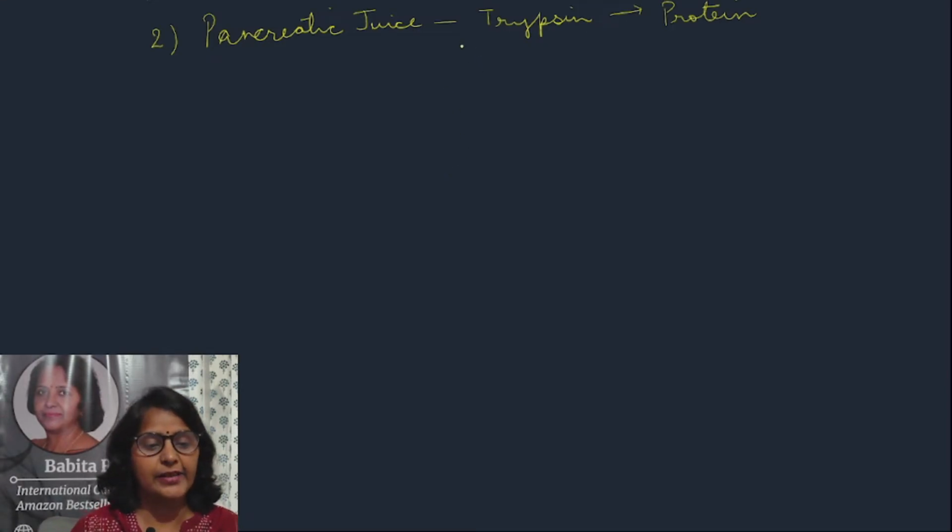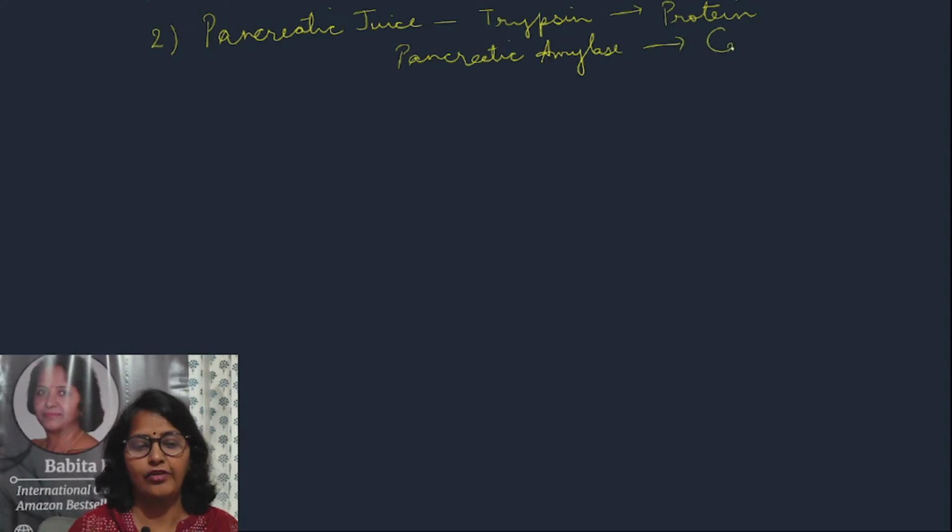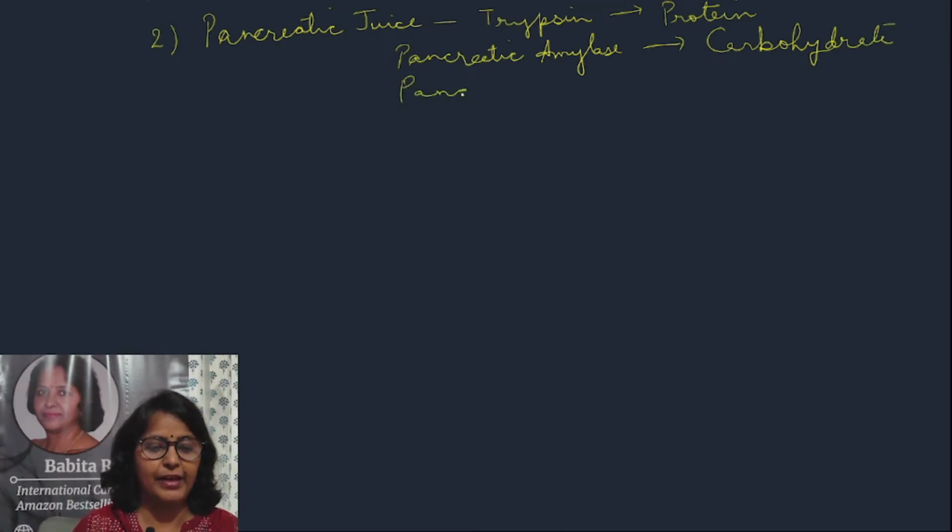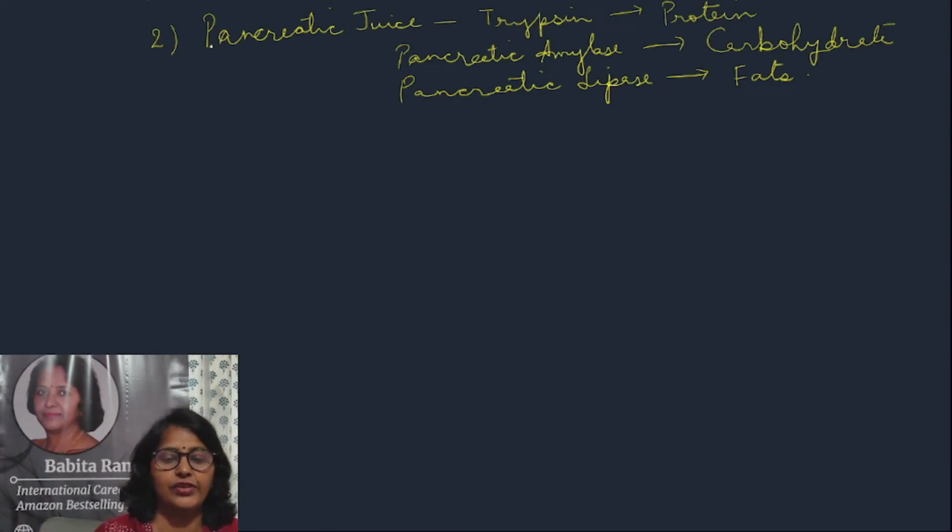Another enzyme present over here for carbohydrate digestion is pancreatic amylase. For digestion of fats, we have pancreatic lipase. So pancreatic juice has enzymes for digestion of all the three components that we are studying now.